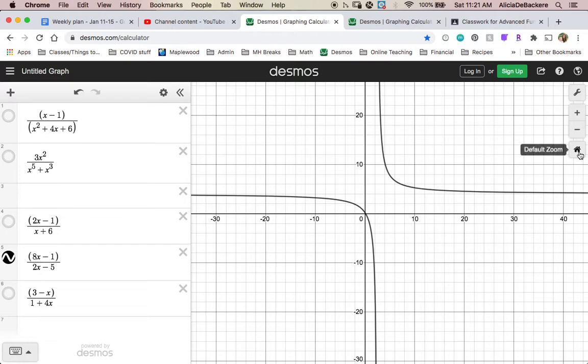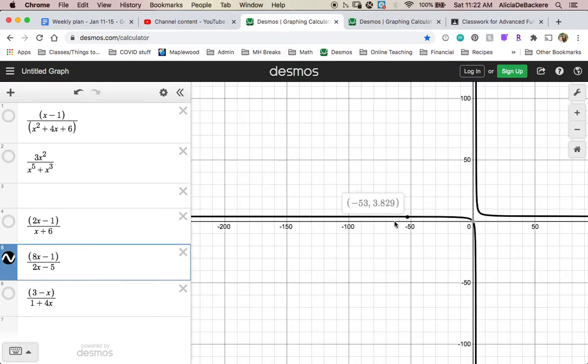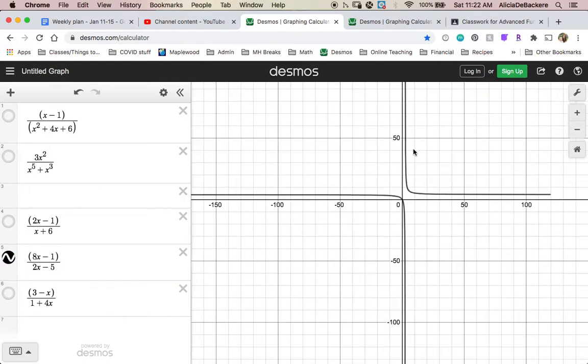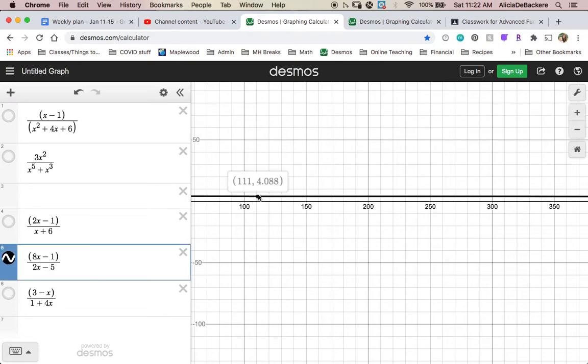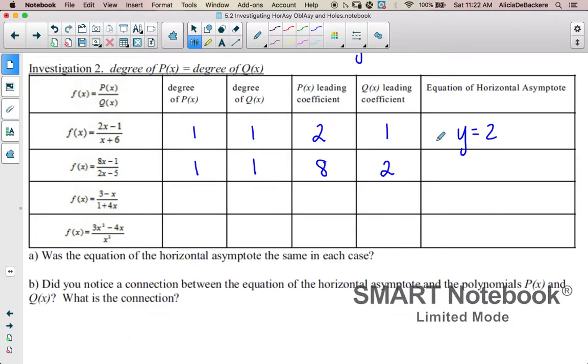There's my graph, and again I can zoom out and I want to take a look at what's going on to the left as I slide along. What value am I getting closer to? So I'm starting at 3.8, 3.9, oh 3.94, 3.95. I'm getting closer, it looks like, to 4. So let's check out what's going on the other side of the graph. Again, sliding along, I got 4.08, 4.07, 4.06, 4.05. Oh, I'm getting definitely closer to 4 here as well. So I think that my horizontal asymptote is y equals 4. So this is definitely different than the first investigation. We're going to take a look and see if we can find some patterns.